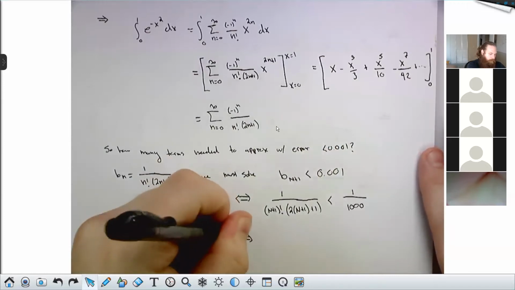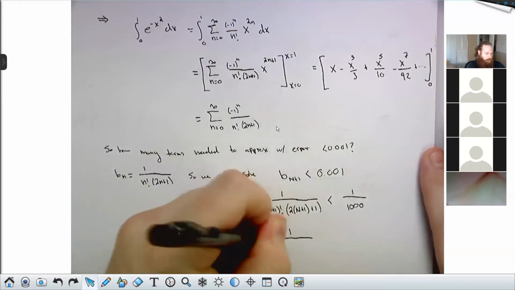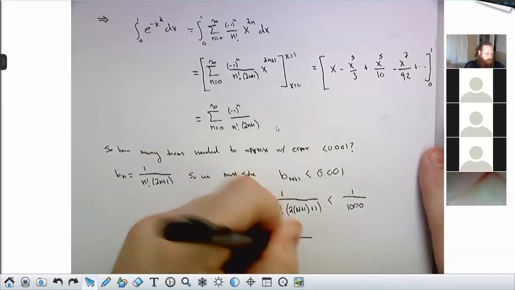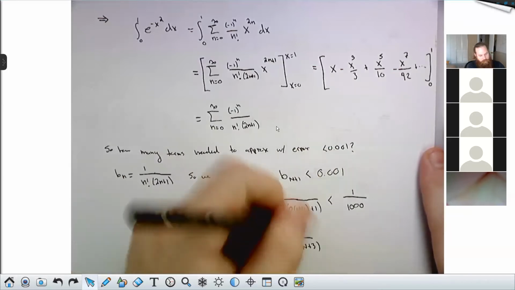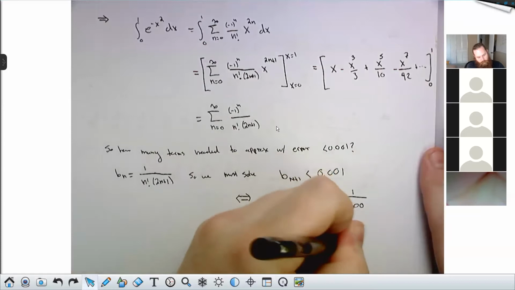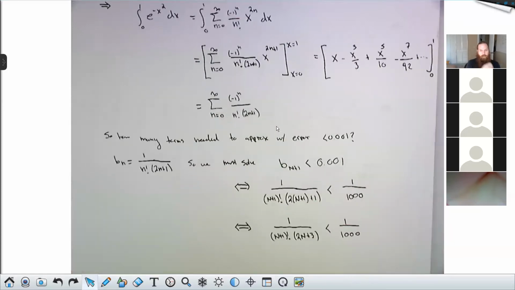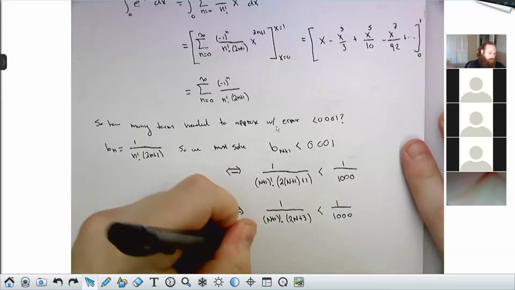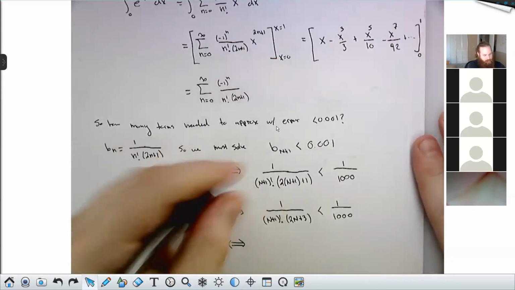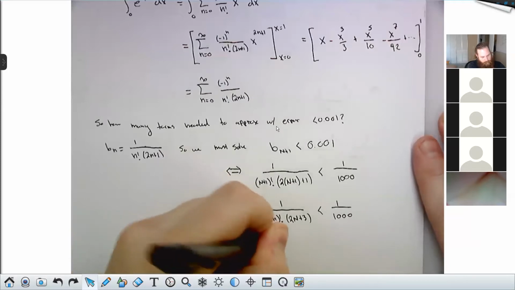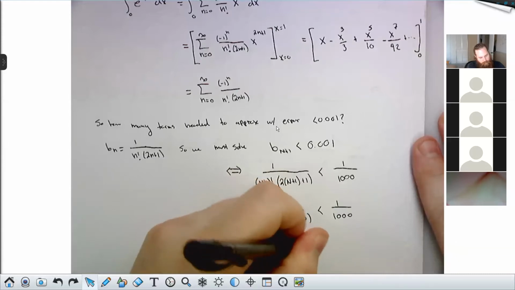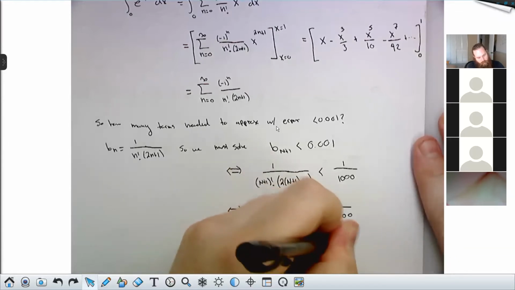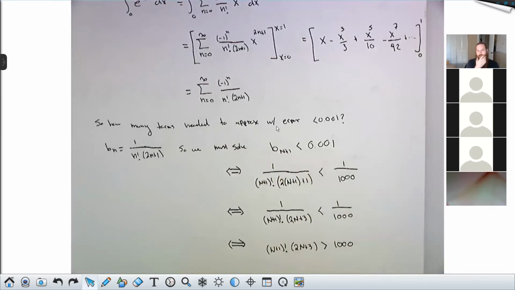Not a whole lot more I can do algebra-wise. That's 1 over n plus 1 factorial times 2n plus 3 is less than 1 over 1,000. And then from here I would take reciprocals. And from there it's more of a guess and check sort of thing. So this is n plus 1 factorial times 2n plus 3 is greater than 1,000. It'll happen pretty quick.